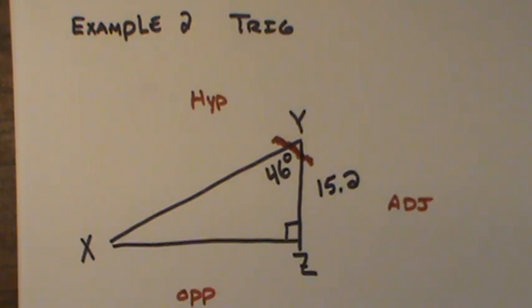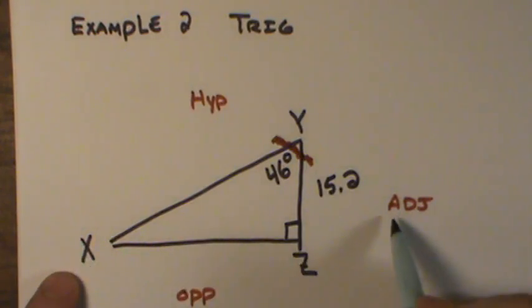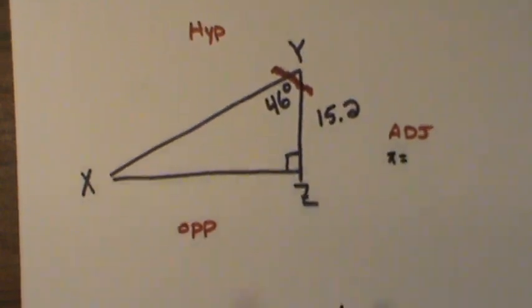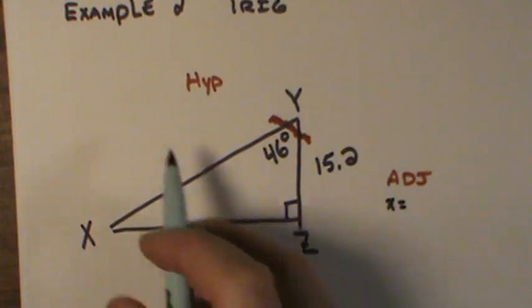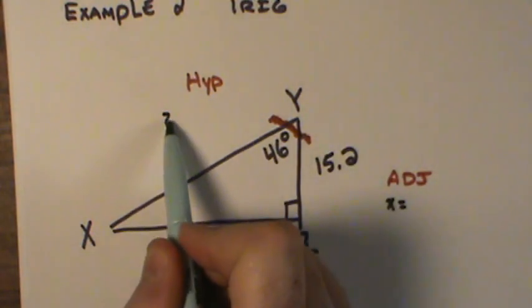Now, once I have those, I can also use small letters to label the side. Big X opens up to side little x. Big Y would open up to side little y. And big Z opens up to side little z.